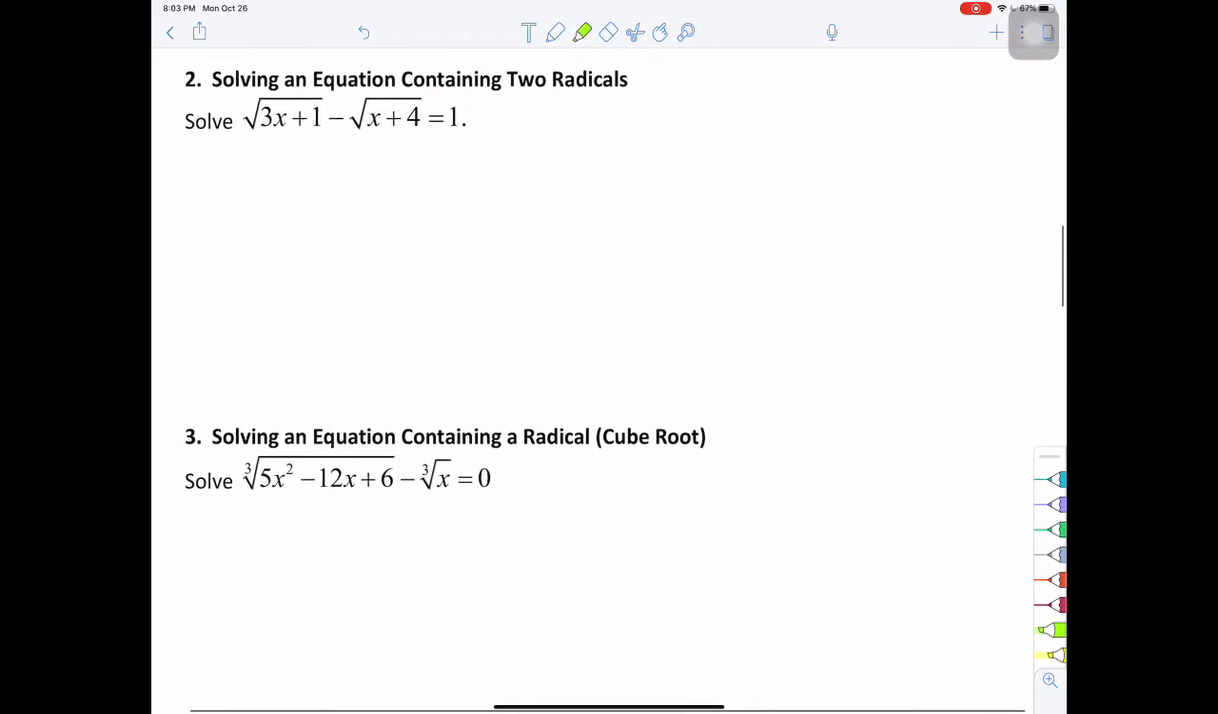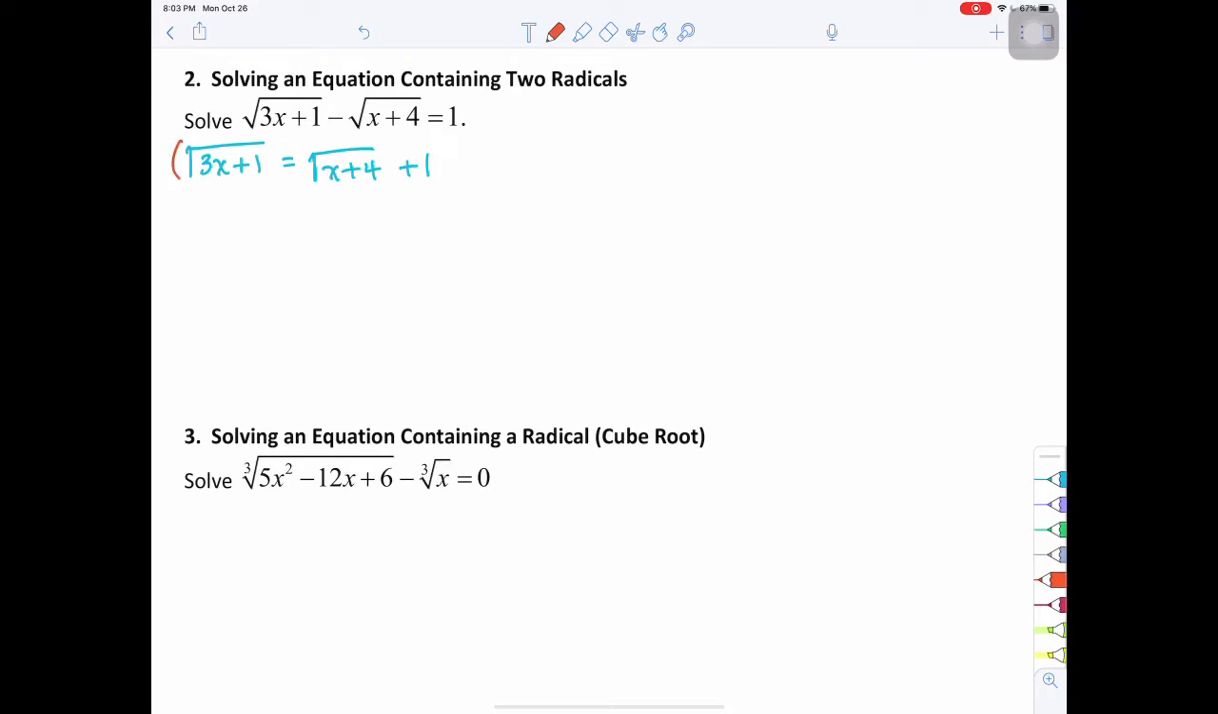Now, what do you notice in number 2? In number 2, we have a radical on each side of the equation. We will need to isolate those, not isolate it, but have one on each side of the equation. And we have x plus 4 plus 1. We are ready to square both sides. And this one is just 3x plus 1.